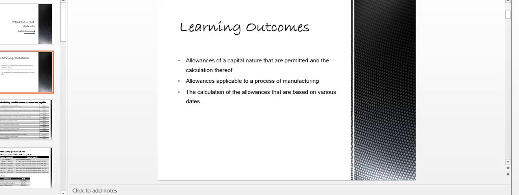Okay, so again, after this study unit 3, what you need to be able to know and understand is what allowances are of a capital nature, but which the Tax Act specifically allows, some deductible allowances and the calculation thereof, and the allowances applicable to a process of manufacturing, as well as the calculation of the allowances that are based on various dates, that's your wear and tear allowances.